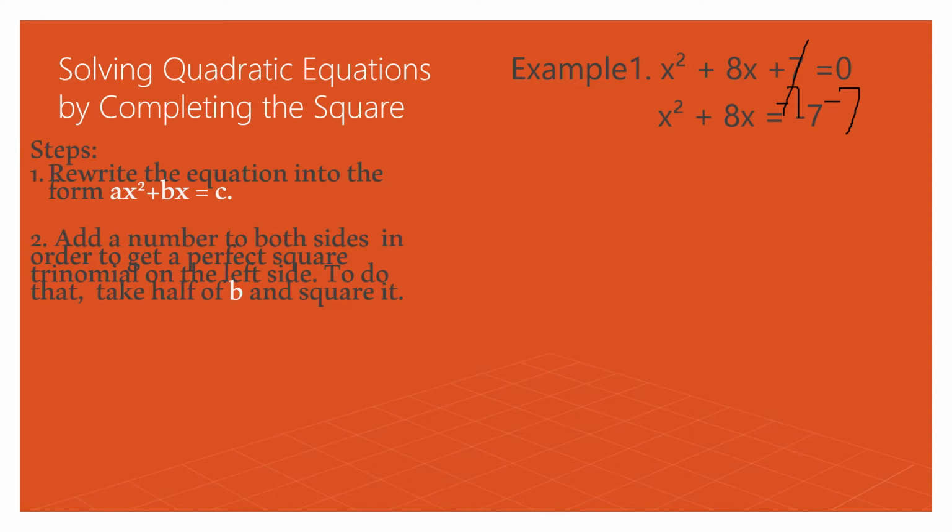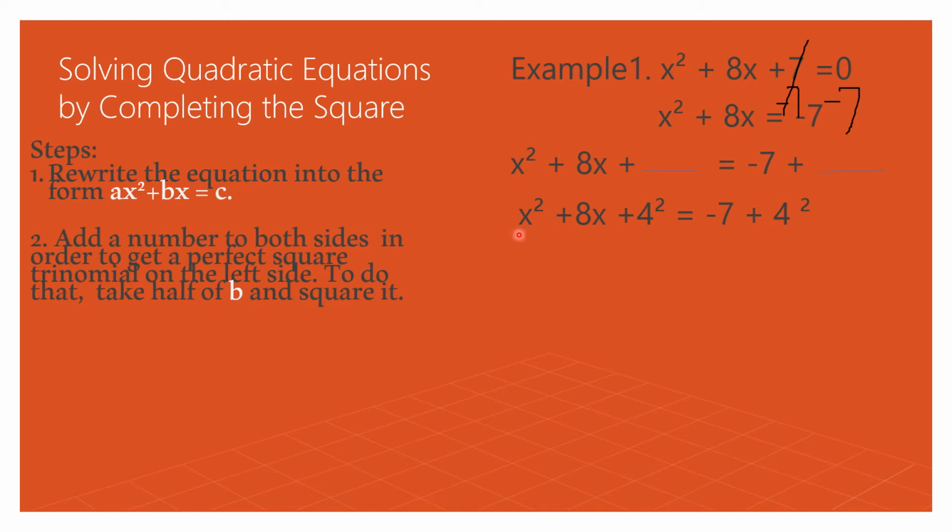Now, second step, add a number to both sides in order to get a perfect square trinomial on the left side. Mag-add tayo ng number both sides of the equation para daw yung nasa left side ay magiging perfect square. So ayan, mag-add tayo dito at dito din sa kabila. Paano tayo mag-add? Ang gagawin natin, take half of b, kunin natin kalahati ng b and then square it. So 8, half of it is 4, then square. So 4 squared. So ayan ang number ng mga inadd natin sa both sides of the equation.